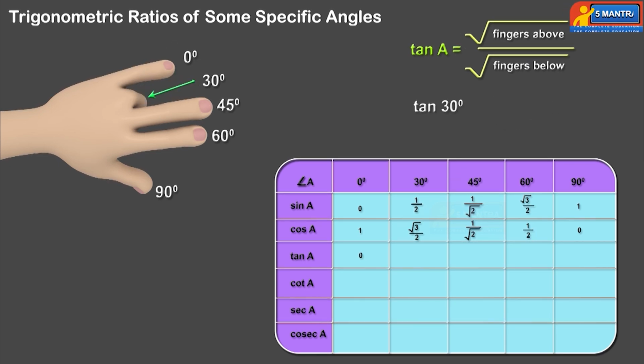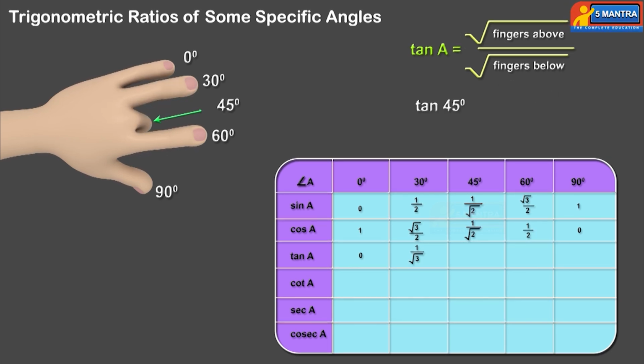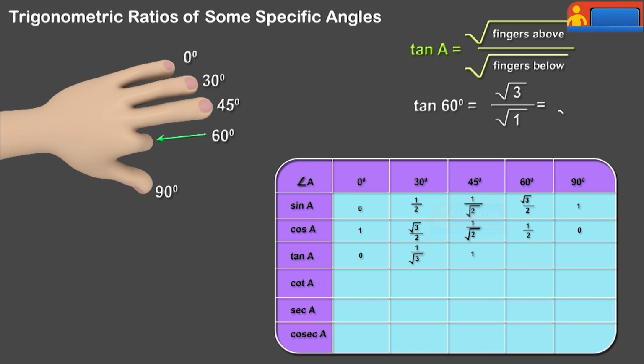Let's find tan 30. The fingers above the ring finger are 1 and below are 3. So the value is under root 1 by under root 3, which is 1 by root 3. So tan 30 is 1 by root 3. Let's find tan 45. The fingers above the middle finger are 2 and below are 2. So the value is under root 2 by under root 2, which is 1. So tan 45 is 1. For tan 60, the fingers above the index finger are 3 and below are 1. So the value is under root 3 by 1, which is root 3. So tan 60 is root 3.